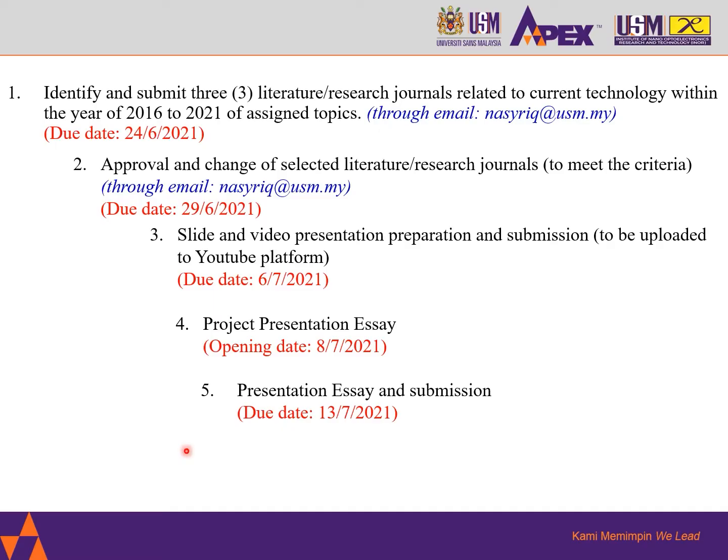So the first one is to identify and submit three literature or research journals related to current technology within the year of 2016 to 2021 of assigned topics. These topics I will show you later, which one of you has designated topics. So the first one, the due date is 24th of June this month.